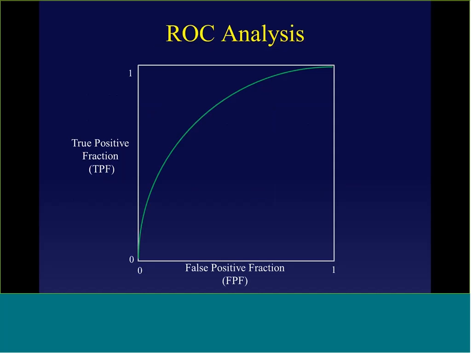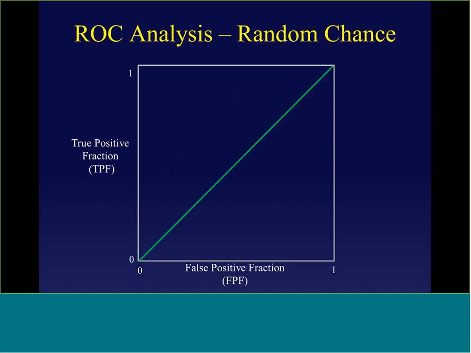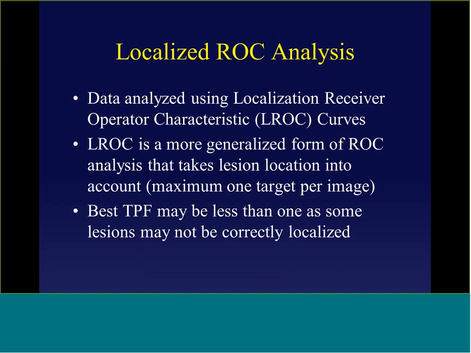It uses the positive predictive values, the true and false positive fractions, and the confidence levels for an observer's decisions to be able to rank an observer or diagnostic test. A perfect observer will have the maximal area under the curve, with complete accuracy without any false positive fractions. At random chance, just guessing, it's basically a line through the middle of the square. You'll note that the area under the curve can be used as a metric when comparing different ROC curves. In general, the higher the area under the curve, the better the test.